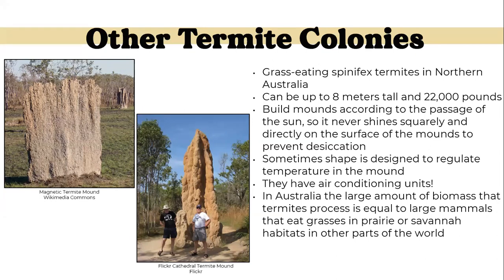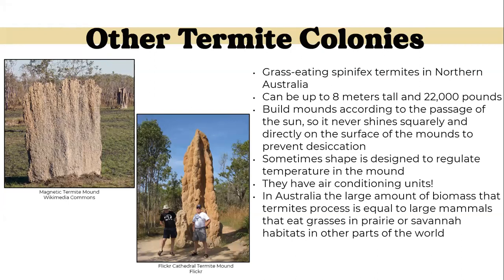Otherwise, it's going to be too hard to keep it moist in there, and it's going to desiccate or dry out. Sometimes the shape of the mound is dependent on the temperature regulation. So the one that you see that kind of looks pointy like that cathedral, this one right here, it will literally have like air conditioning units in it to keep it from getting so hot. So there's different vents that go up and down that literally blow air in and out of it.